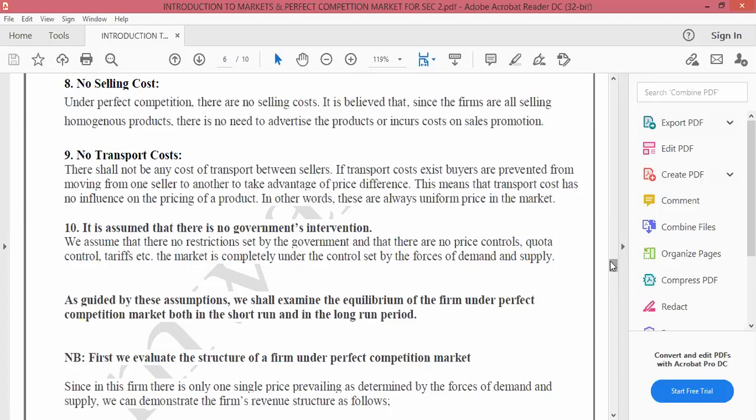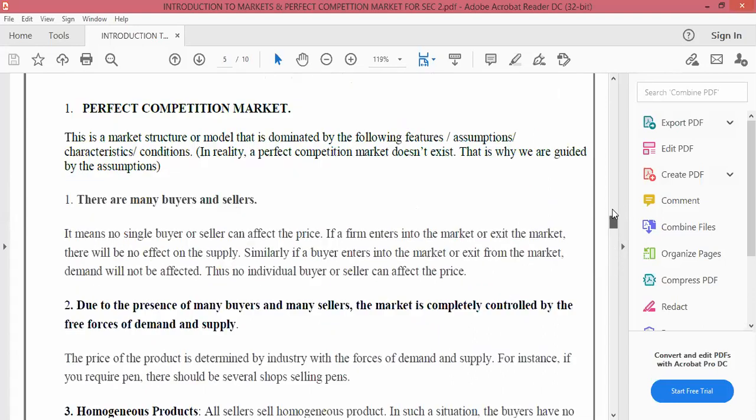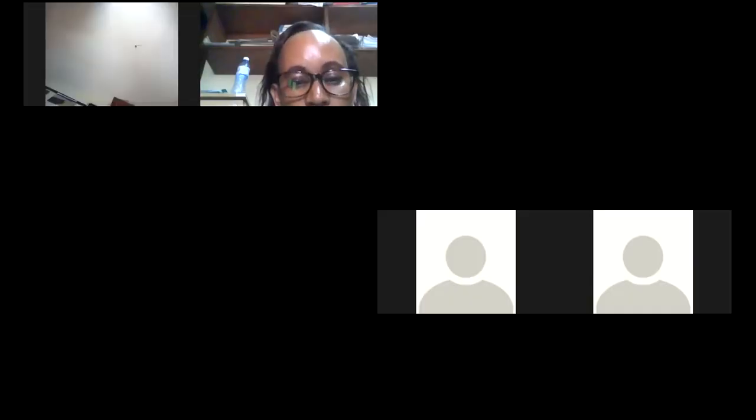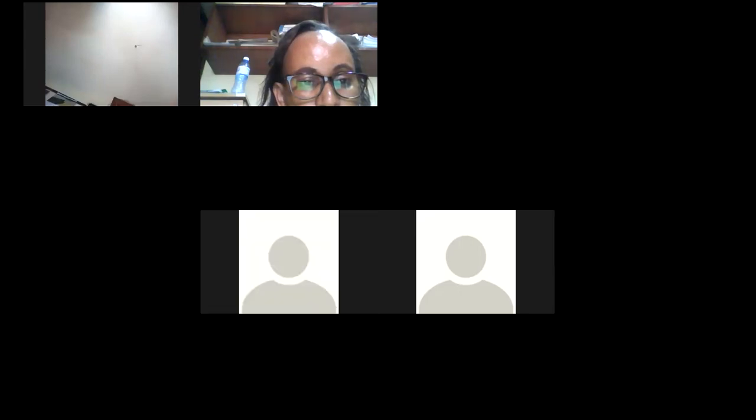Now, that is our perfect competition market. Let's now look at what we call the monopoly as a market structure. Monopoly.